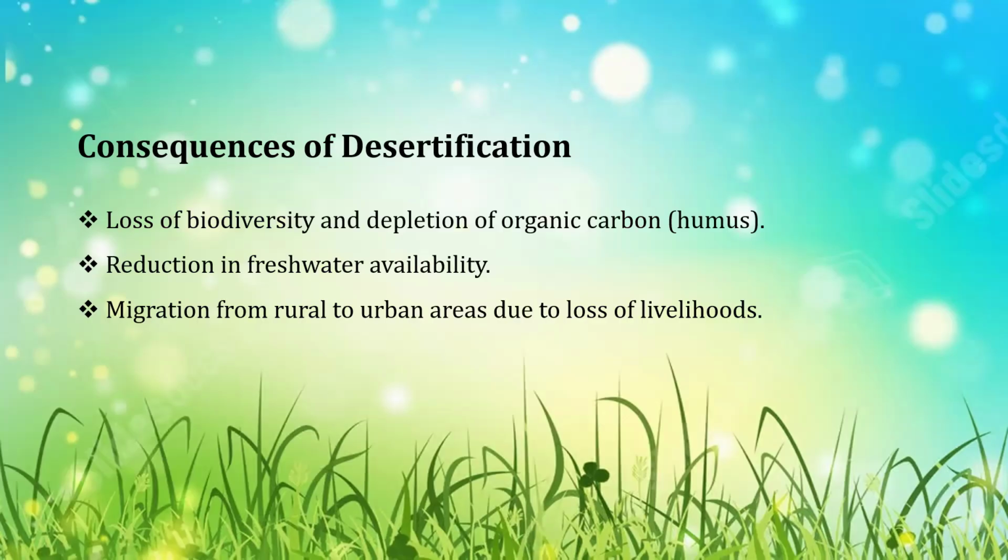And the third point is migration from rural to urban areas. This is the human or socio-economic result of the previous 2 points. Most rural communities depend directly on the land for survival through farming, livestock herding, or forestry. When the land becomes unproductive, these livelihoods vanish. The people are forced to leave their ancestral homes in search of survival.